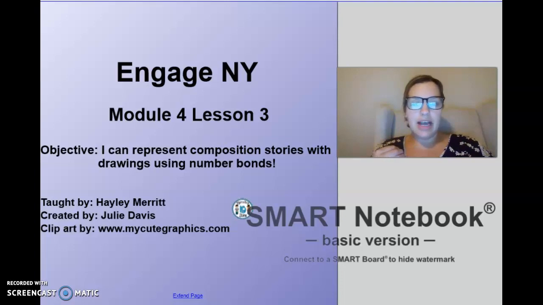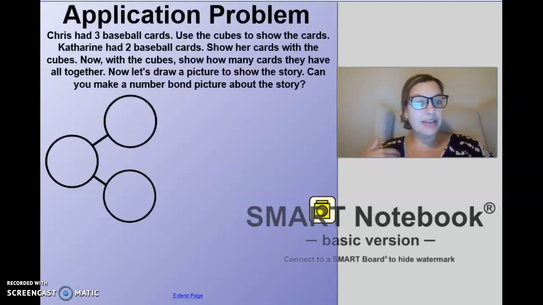Our objective is I can represent composition stories with drawings using number bonds. So today we're going to listen to some stories and be able to draw a picture and a number bond to represent our story. We're going to do this lesson in 3 parts. We're going to do an I do, where I show you. We're going to do a we do, where we do it together. And then we're going to do a you do, where you do it, and then we check our work.